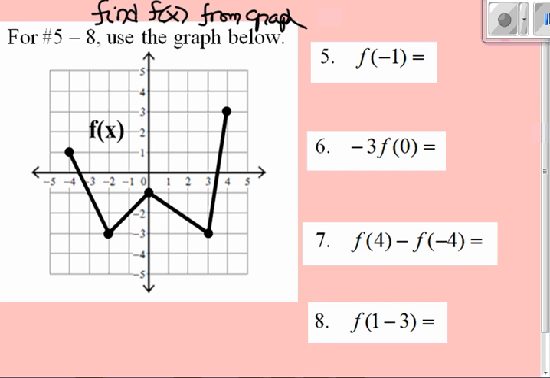Okay, so this is asking for the y coordinate when x is equal to negative 1. So now I'm going to go over here to my graph, and I'm going to go over to negative 1 on the x's and go down to my function, my y value. What's the y value there? Negative 2.